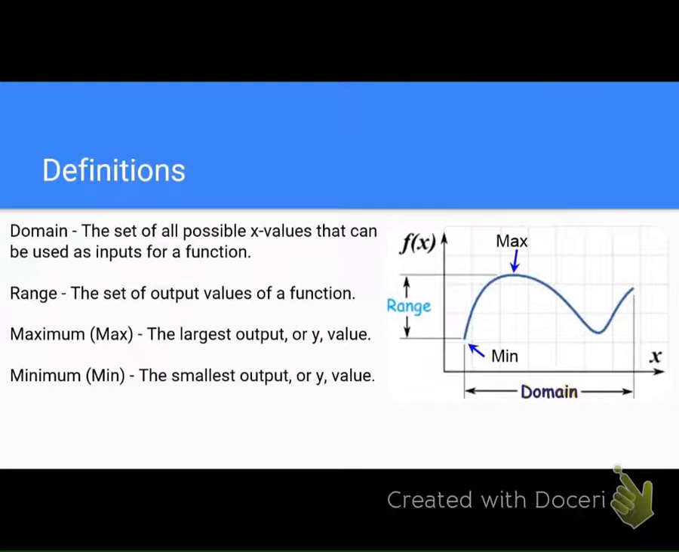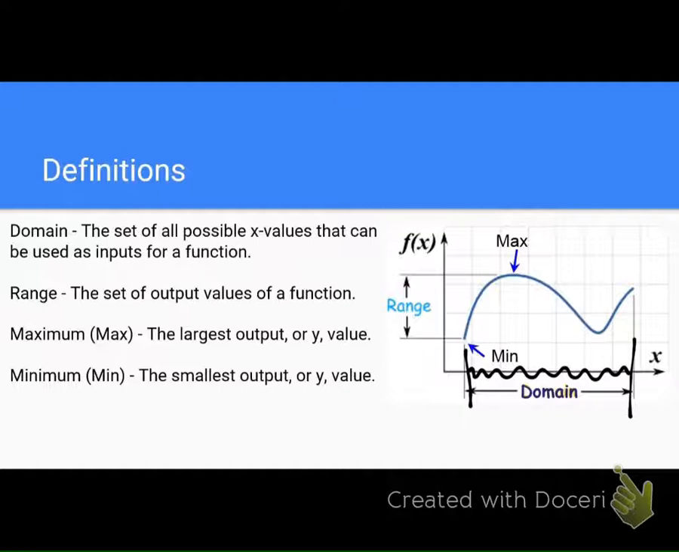The first is domain, which is the set of all possible x values that can be used as inputs for a function. So on this image over here, the domain is this set of x values, right? So all of these x values have a y value that corresponds to them, so they can all be used as inputs for this particular function.